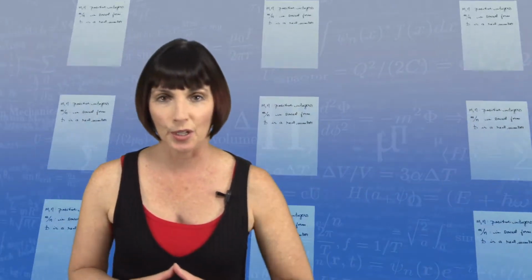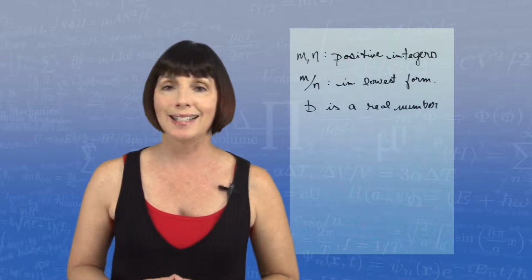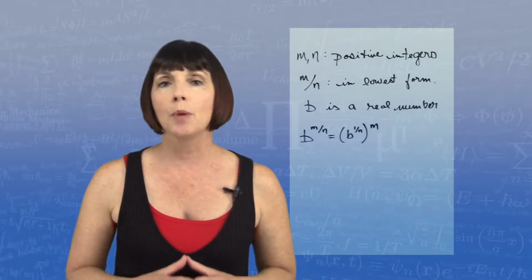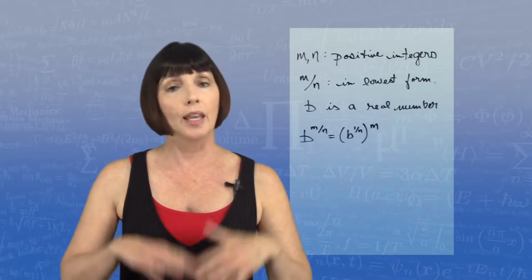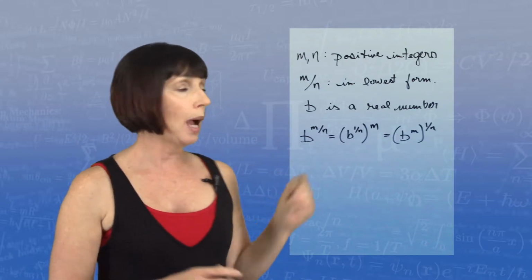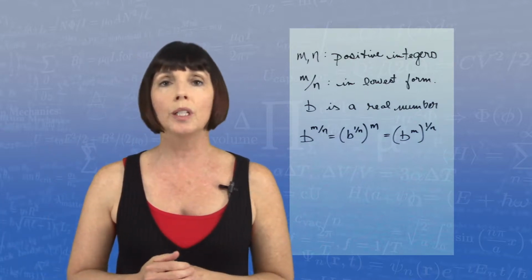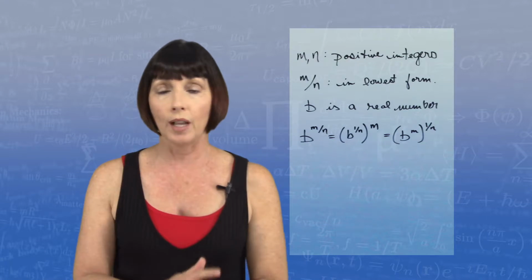Here's a definition for you. m and n are positive integers, and m over n is in lowest terms. b is a real number. b to the power of m over n is equal to b to the power of 1 over n, and that whole thing raised to the power of m, or b to the power of m and that whole quantity raised to the power of 1 over n. So you can either take the root first and then raise to the power, or vice versa.